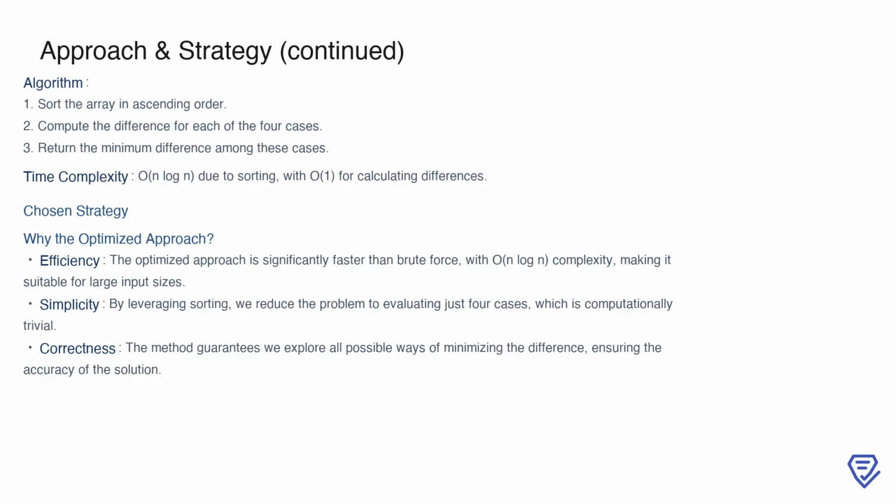Sorting the array is key because it allows us to directly access the smallest and largest elements efficiently. This gives rise to 4 specific cases to evaluate: removing the 3 smallest elements, removing 2 smallest and 1 largest, removing 1 smallest and 2 largest, or removing the 3 largest elements. By calculating the difference for each of these 4 cases, we can identify the minimum difference without having to generate all possible combinations. This significantly reduces the computational effort while still ensuring that we explore all meaningful possibilities.